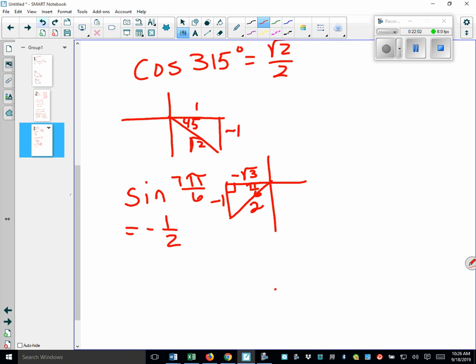How many times are we going to use it? Like 600. More than 600. And how do you know the 5 or 6 is your reference? How far is it from pi to 7 pi over 6? That's how. Okay.